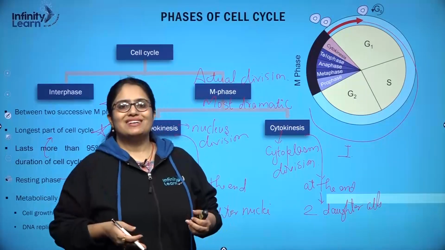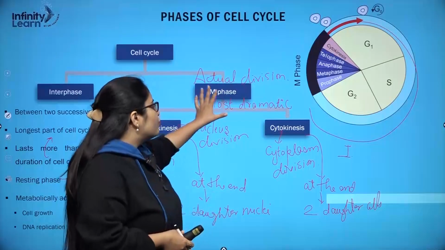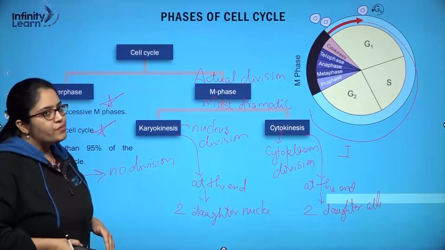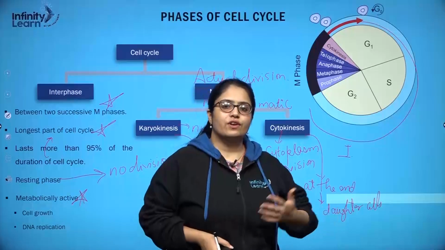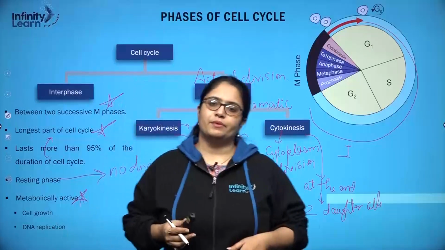Because right now I am considering mitosis type of cell division. So right now you have to consider that this M phase is the mitosis one, right? If you consider it for meiosis, this will change. At the end of cytokinesis, at the end of meiosis, you will get 4 haploid daughter cells. I hope this much is understandable.